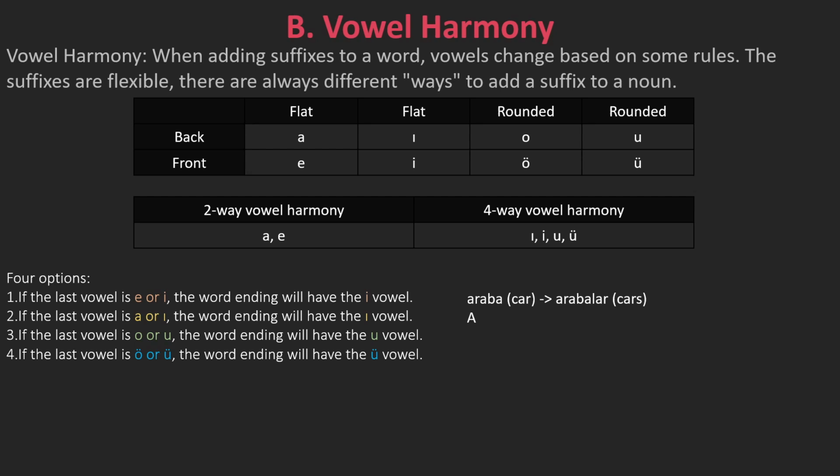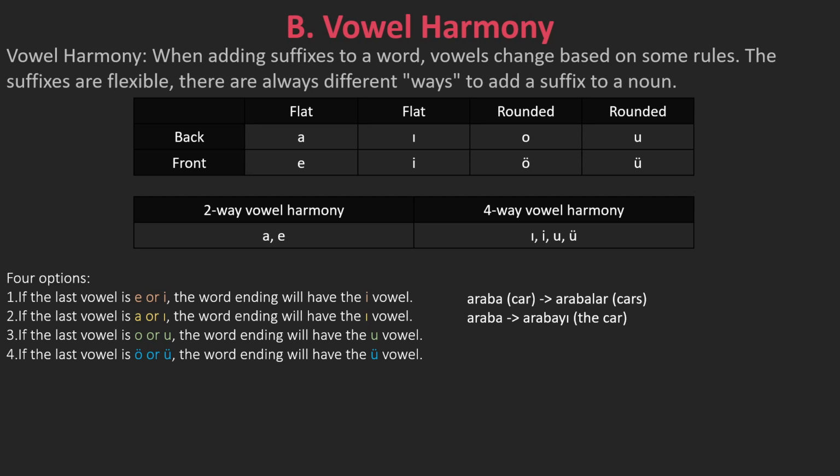Araba again. So what do we use four-way harmony in, like in which subject? We use it in the accusative case. So if I want to say arabayı, there's not an exact translation for accusative case, but I can say the car. I can see the car. Arabayı görebiliyorum. The suffix I will use is ı, because if I look here, after a, I will need ı.